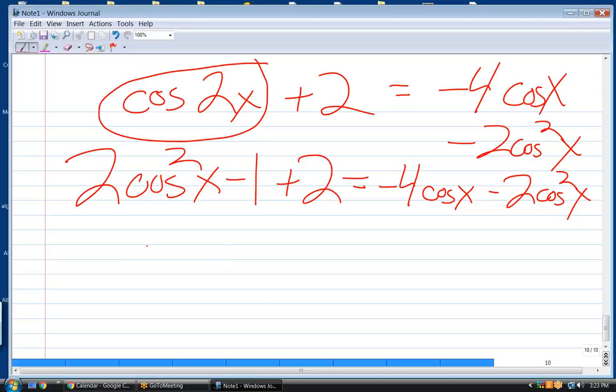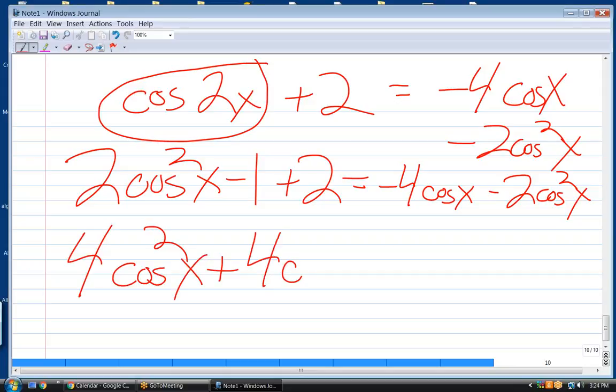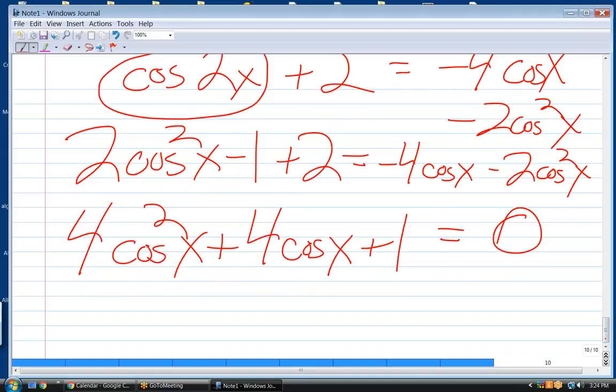So what's the next line? Whenever you see a quadratic, we get everything on one side and 0 on the other. So everything on the right I can add to the left? Yes. So +4 cosine x and +2 cosine squared x, and the numbers become +1. Is that right? Yes. So now there's 4 cosine squared x and 4 cosine x. Can you factor that?